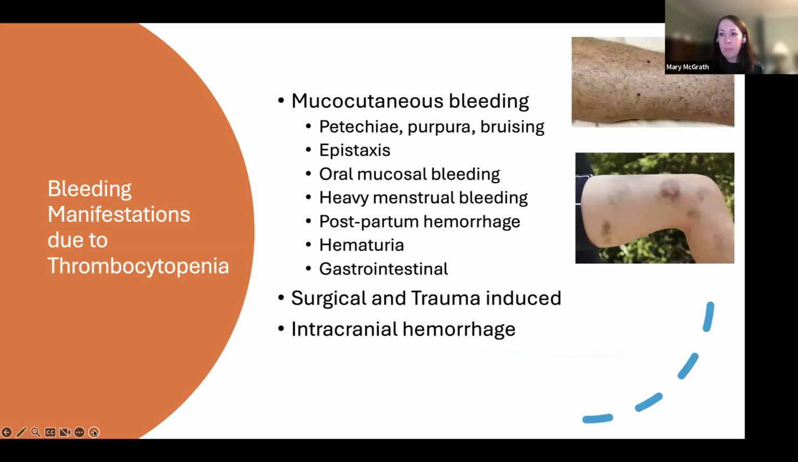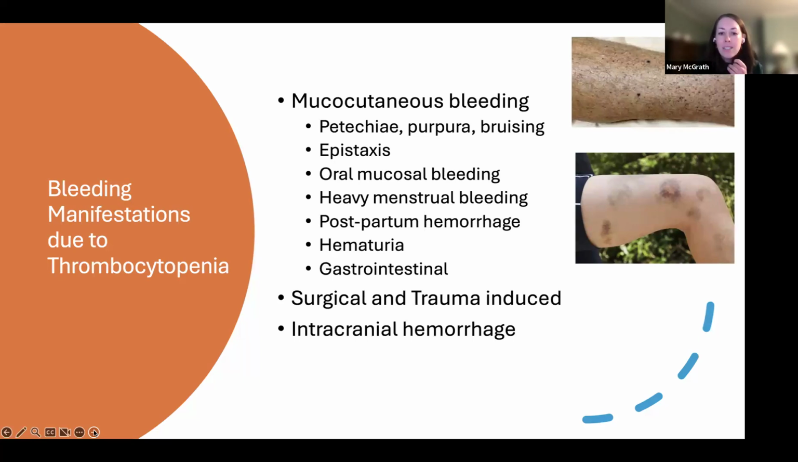So similar to our patient, I think we're all pretty familiar that for individuals with thrombocytopenia, common bleeding manifestations are mucocutaneous. In particular, we see a lot of petechiae and purpura, lots of easy bruising, recurrent nosebleeds, oral mucosal bleeding. Heavy menstrual bleeding is pretty common, as well as postpartum hemorrhage. Less commonly, we can also see hematuria and gastrointestinal bleeding. Surgical and trauma-induced bleeding is also common, especially for surgeries if we're not aware ahead of time that they're happening and aren't prepared for them.